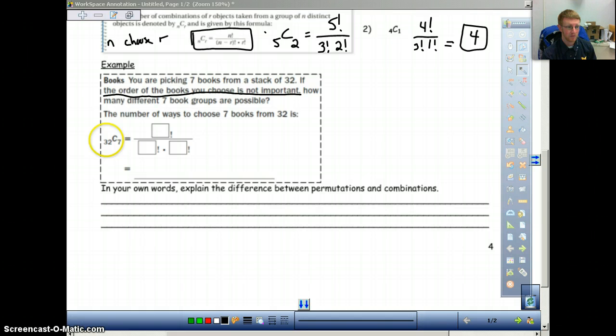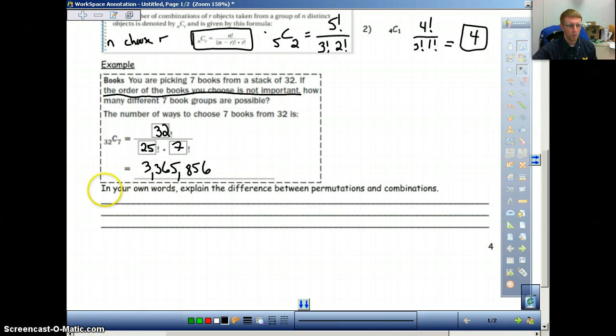So it sets up like this: 32 objects, choosing 7 of them. That's why I say 32 choose 7. So that means we have 32 on the top. We do 32 minus 7 is 25, and then we have 7. So you have 32 factorial on top, you have 25 factorial and 7 factorial on the bottom, and that gives you a total of 3,365,856 combinations where order does not matter. If we did a permutations, then it would be a lot higher.